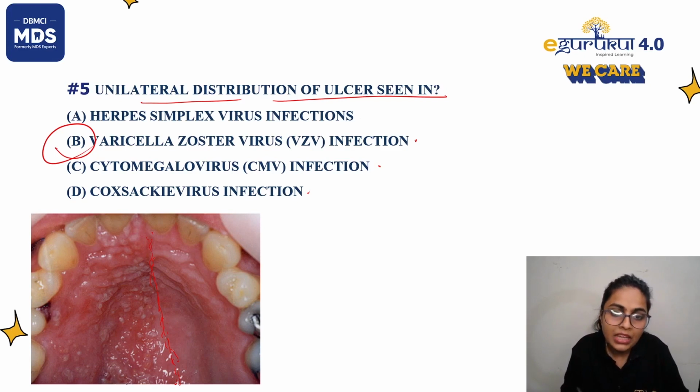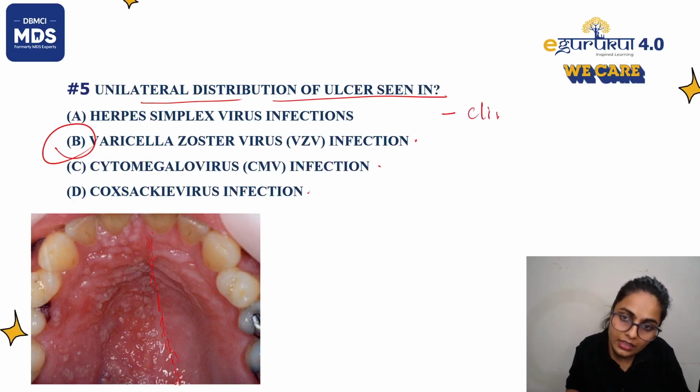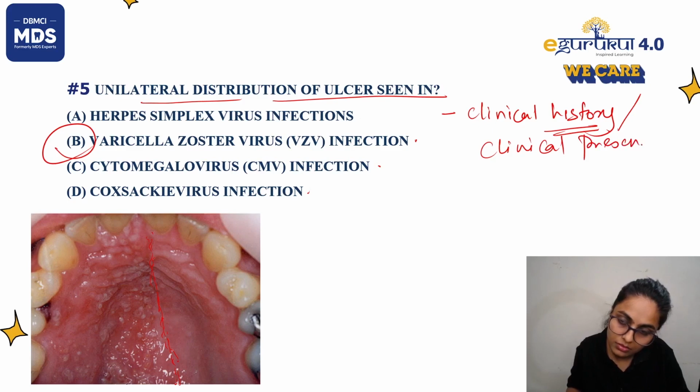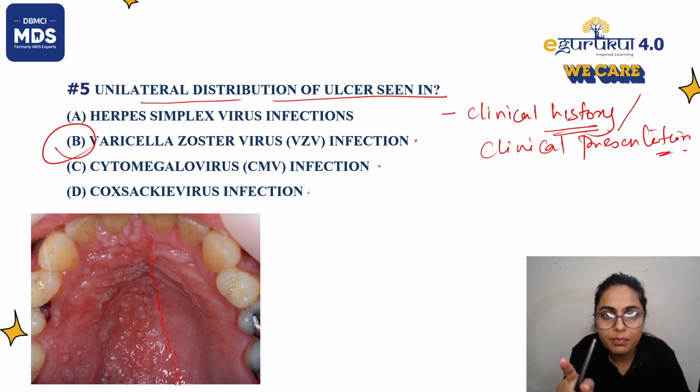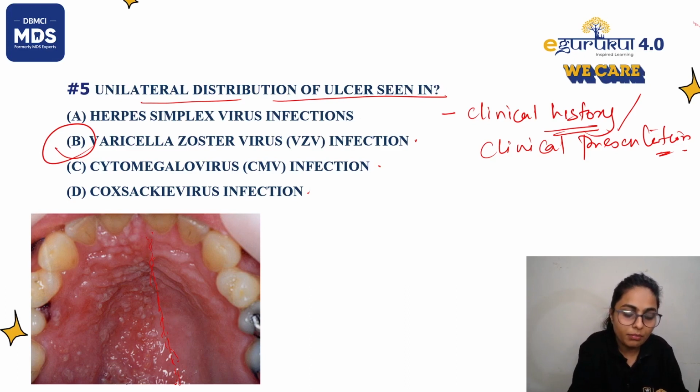You can diagnose varicella zoster infection based on clinical history and clinical presentation. The main routes of transmission of this herpes zoster infection are contact with the infected person, contact with the aerosolized saliva of that infected person, or contact with vesicular fluid from the lesion.